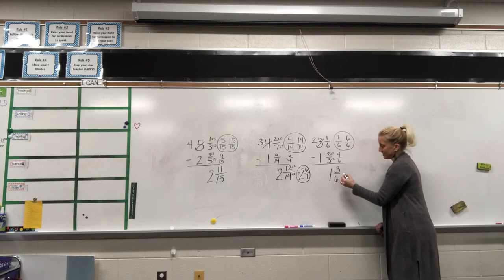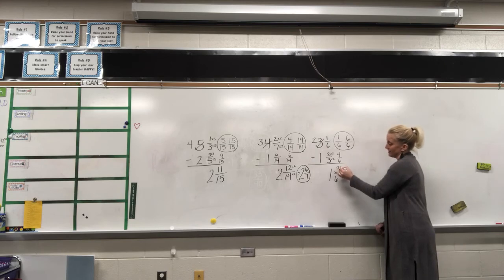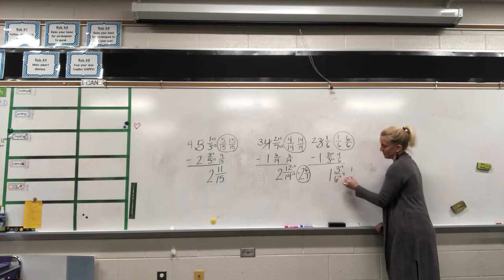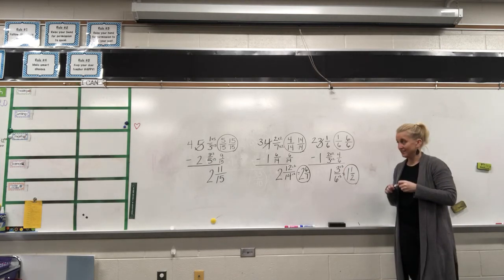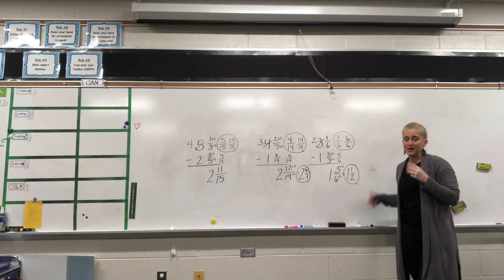And double rock star answer, we can divide. 3 divided by 3 is 1. 6 divided by 3 is 2. So 1 1/2 is that double rock star answer. So 5th graders, that was 3 problems. How well did you do?